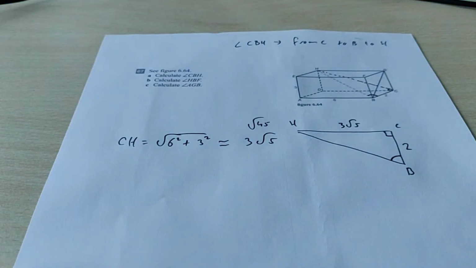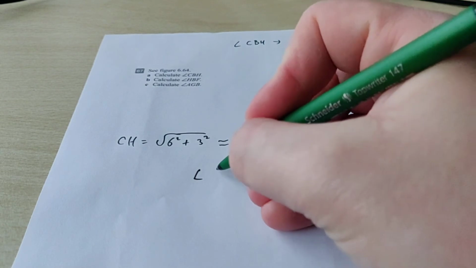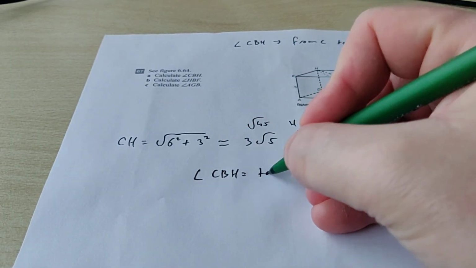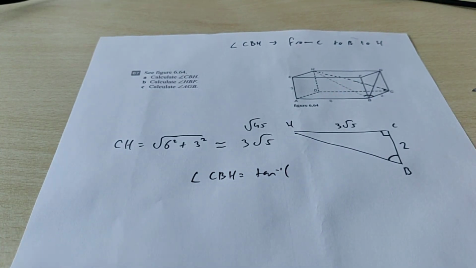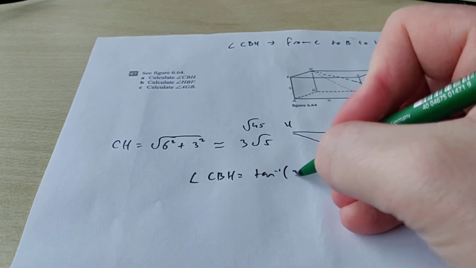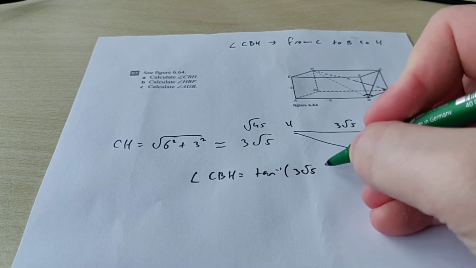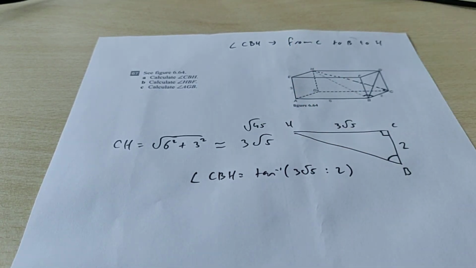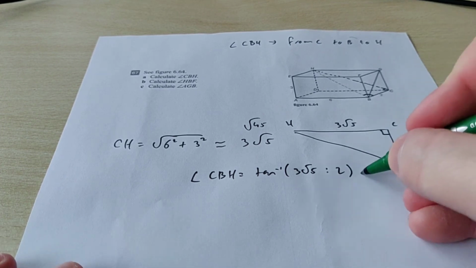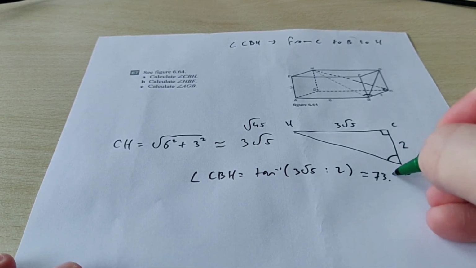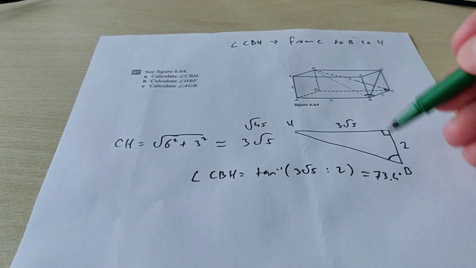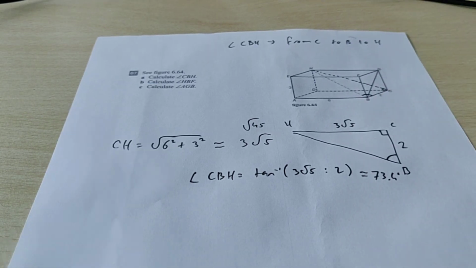And then we're going to calculate the angle CBH. This is the opposite side, this is the adjacent side, so we have to use the tangent. So we're going to do tan⁻¹ of 3 times the square root of 5 divided by 2, or you can also use the square root of 45 if you find that easier to type in. Now if you calculate this, you get 73.4 degrees, and that is angle B. So this is how to calculate an angle in a three-dimensional shape.